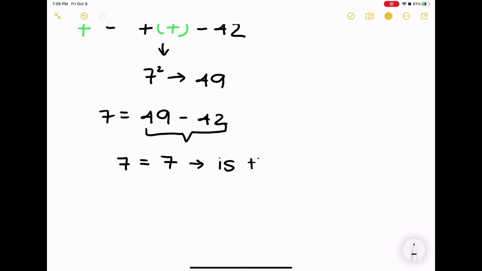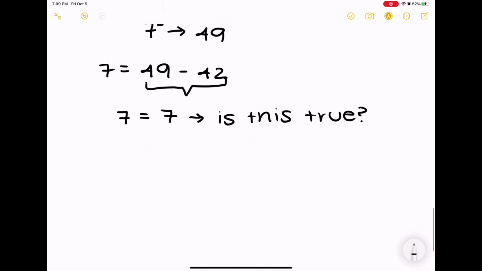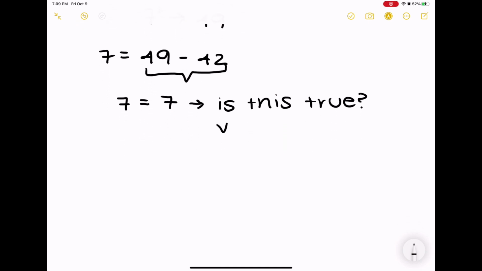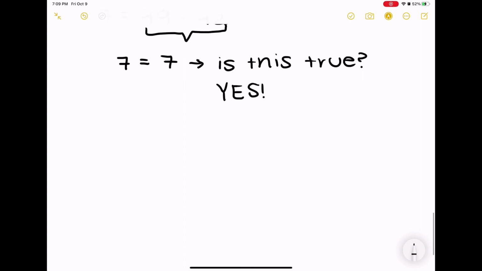Well, is this a true statement? I want you guys to tell me. Is it? Yeah, it is. So now we know that this is the correct answer.